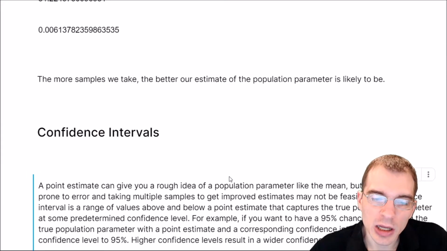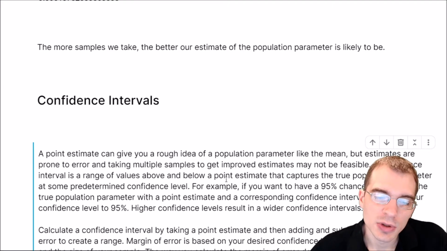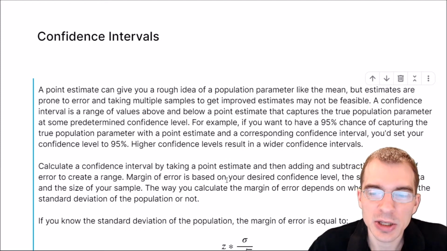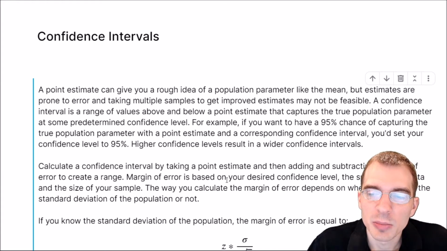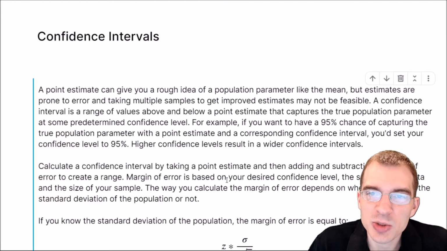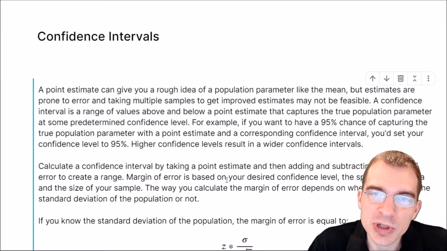So now we'll move on and discuss confidence intervals. A point estimate can give you a rough idea of a population parameter like the mean, but estimates are prone to error, and taking multiple samples to get improved estimates might not always be feasible. You might not have the time or resources to be taking 200 samples of 1,000 people. It's just not practical to do that.